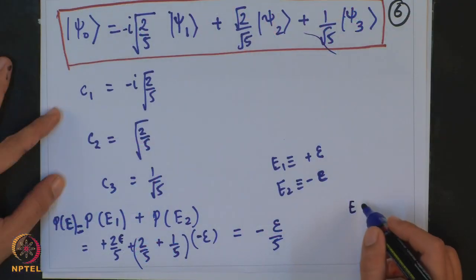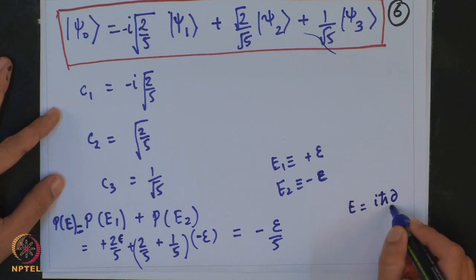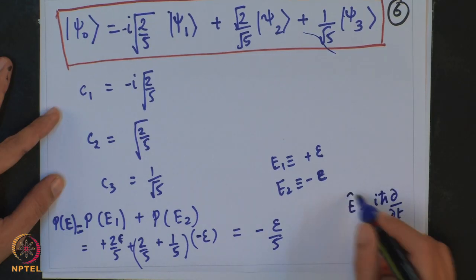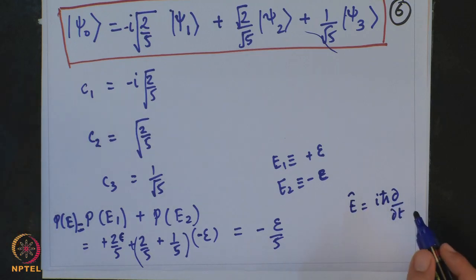Finding the expectation value is again a simple task wherein you will write the time dependent Schrodinger equation, use the time dependent wave function and then calculate the energy eigenvalue. And remember that the energy operator is written as i h cross del by del t. This is the energy operator. So, using this you can get the expectation value of energy.